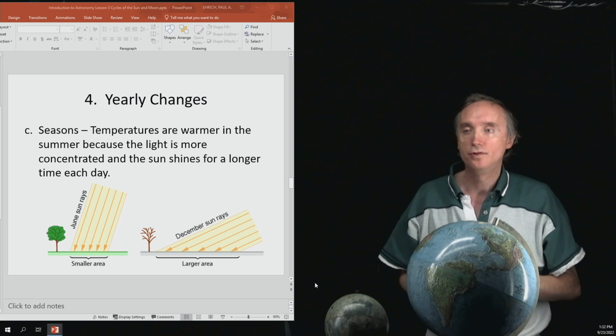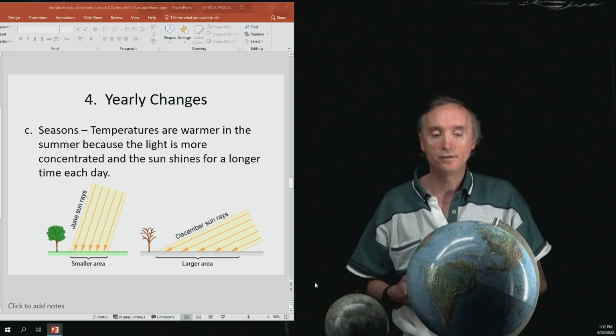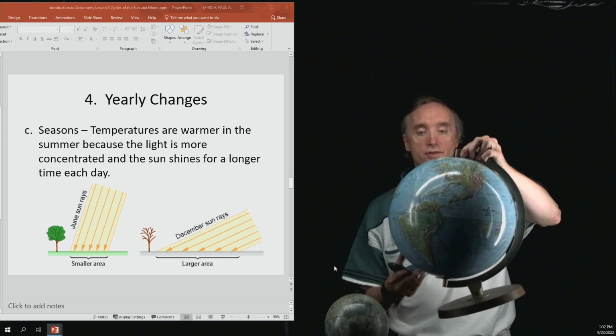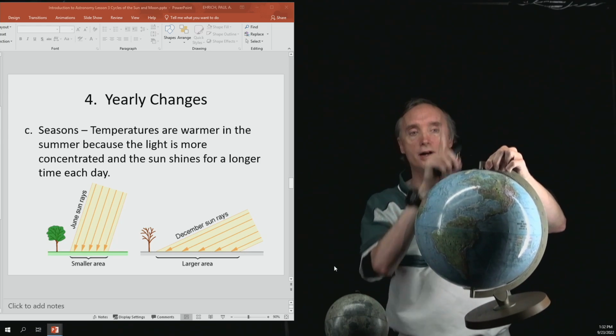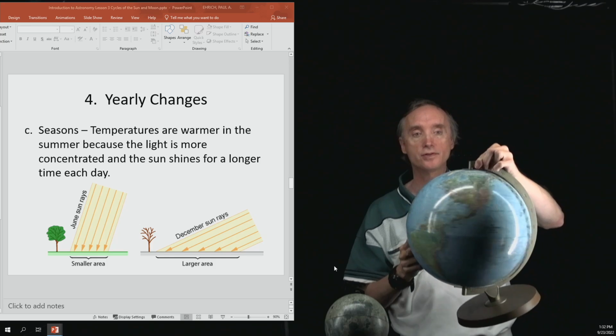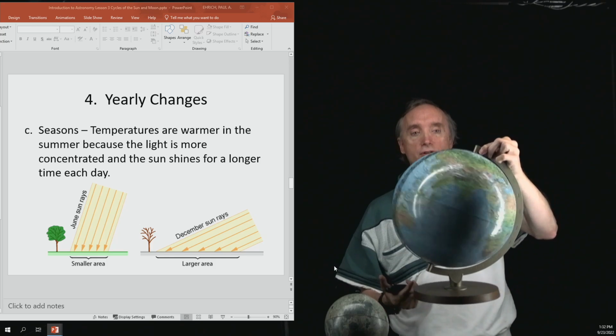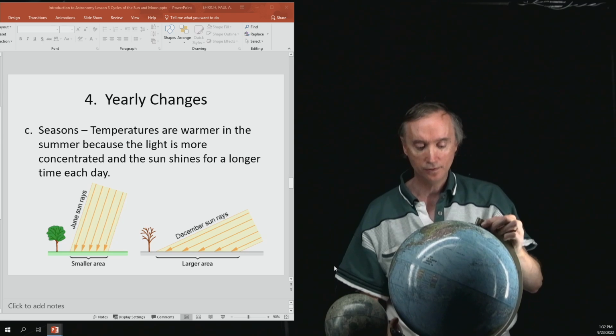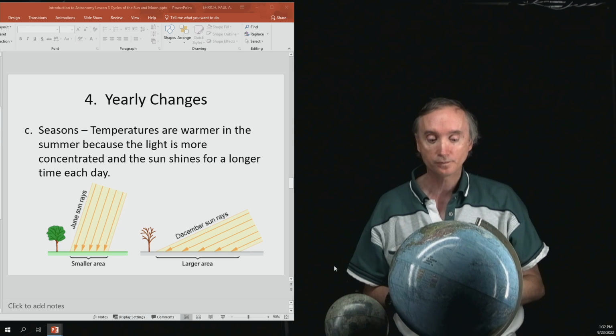Now what we want to do is to include the effect that the Earth is tilted. So the Earth's spin axis is not straight up and down like this, but it's actually tilted like that. So it's tilted at a 23-degree angle.